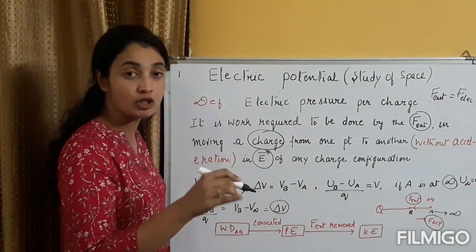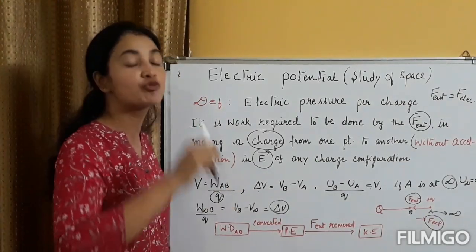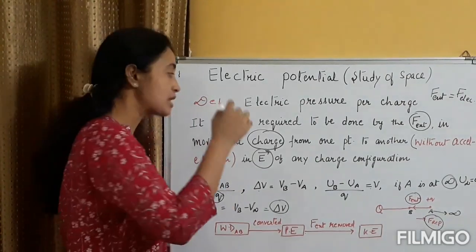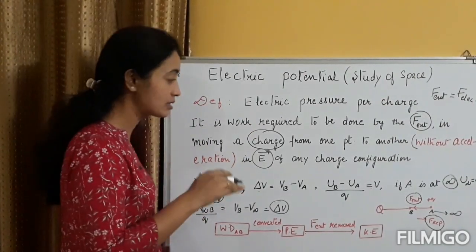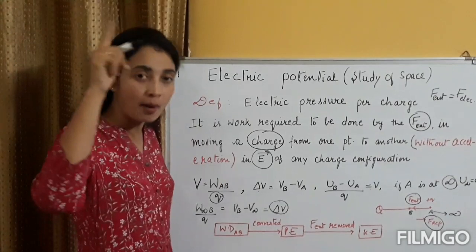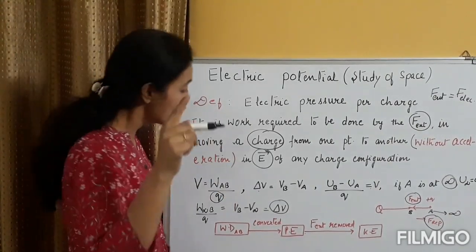Potential can be defined as the work done in shifting the charge from infinity to some point in the electric field of the source charge. You can even define it like this: work done in shifting the charge from infinity to some point in the electric field of the source charge.